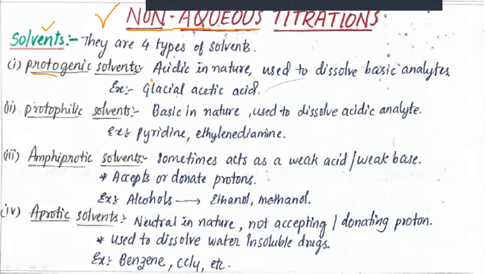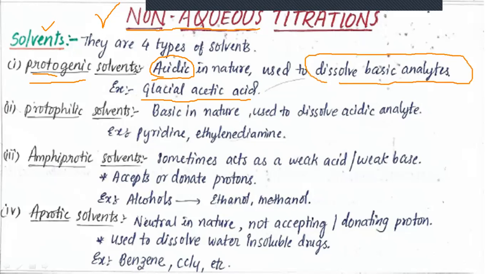So that's why these solvents are called acidic solvents. For example, glacial acetic acid, which is releasing protons, which is donating protons. So that's why these solvents are called protogenic solvents. And these solvents will be used to dissolve basic analytes.